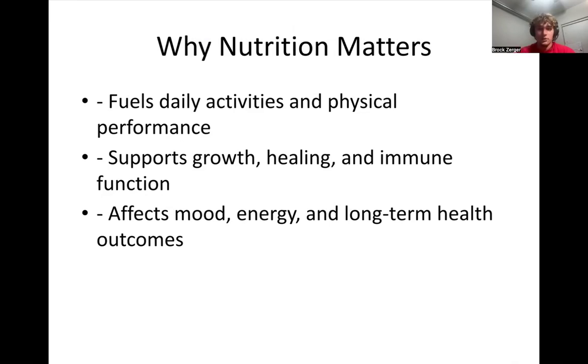So, why does nutrition matter? It matters because it fuels your daily activities as well as your physical performance. As talked about before, it supports your growth, healing, and immune function. And as well, it affects mood, energy, and long-term health outcomes.